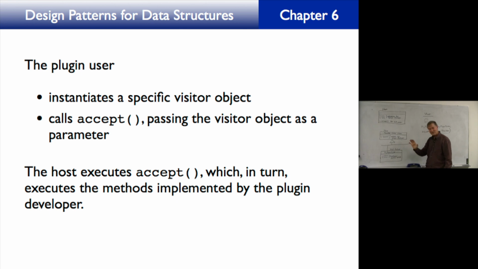Now this is way cool. This is just way cool. Did you see that scenario? So the host executes accept, which in turn executes a method implemented by the plugin developer. Because an object has methods. But we can pre-compile accept, and we can pre-compile this abstract visitor class. We can pre-compile it and make it available to the plugin developers. That is the visitor. That's the scenario.